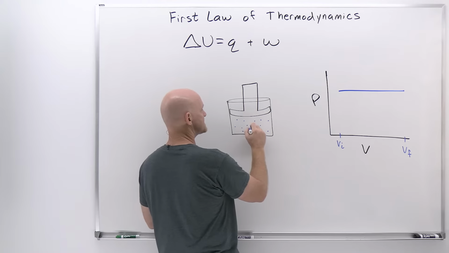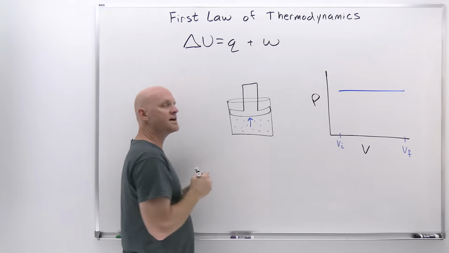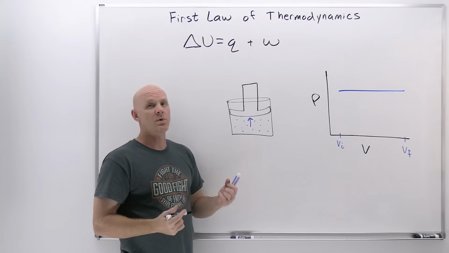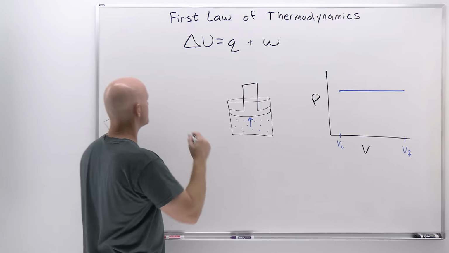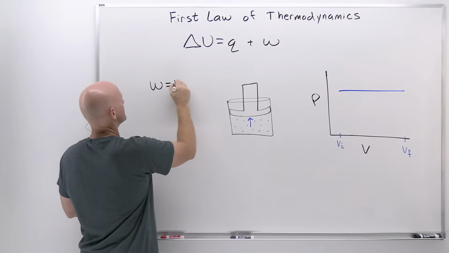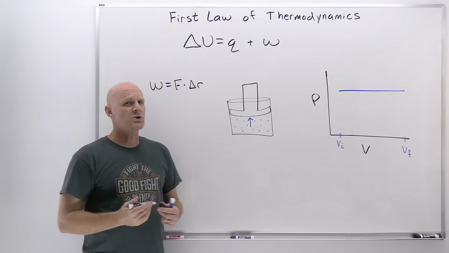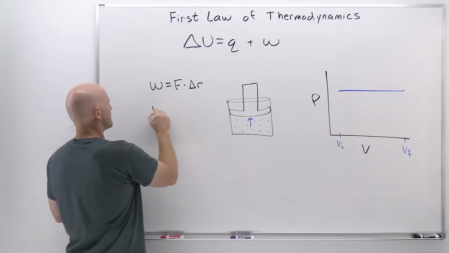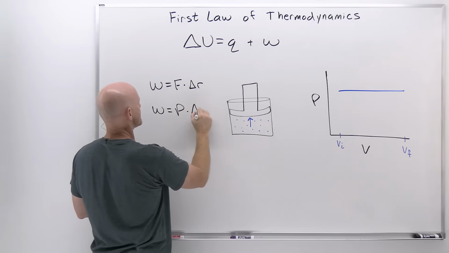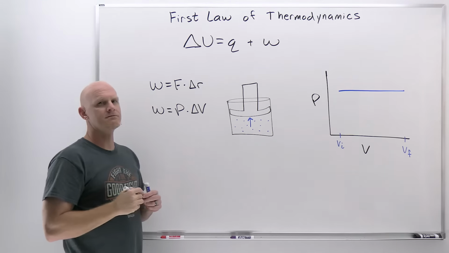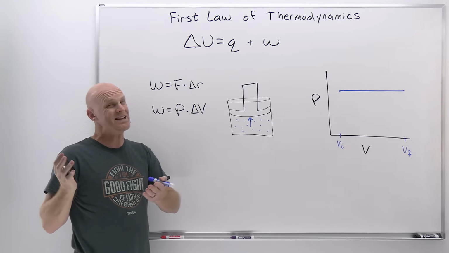And so this gas is going to apply a force against that piston. If we wanted to calculate the work associated with that, you might remember that work is equal to force times displacement. Well, in this case, we're going to look at it a little bit differently. We're actually going to look at the work as equal to pressure times the change in volume, or at least it's going to be related to this. We're going to find out it's the negative of this.